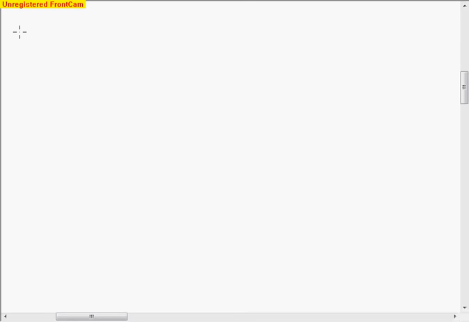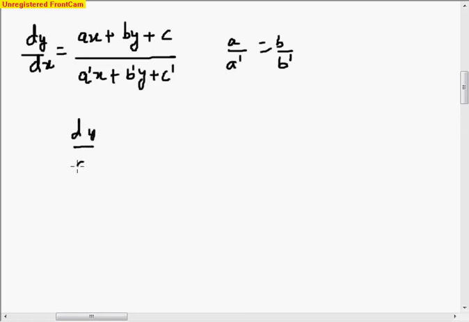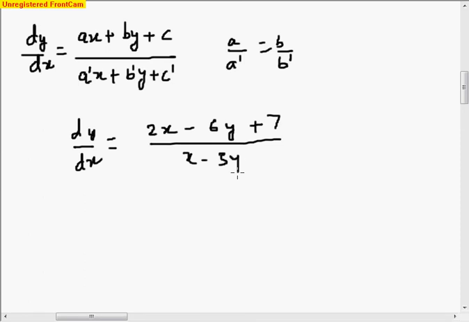Now see this thing, I have this differential equation: (ax + by + c)/(a'x + b'y + c') with the condition a/a' = b/b'. Actually in this case you don't have to do much. For example, consider this equation: dy/dx = (2x - 6y + 7)/(x - 3y + 4).